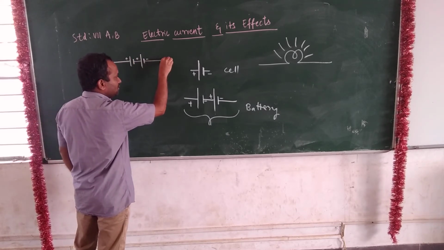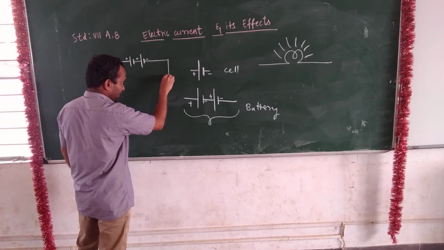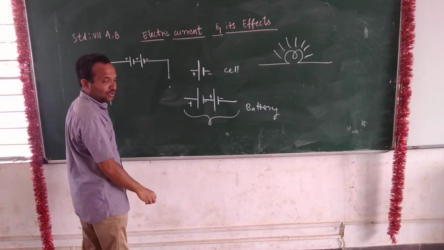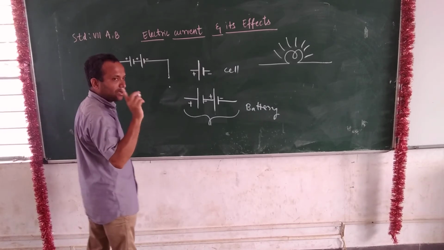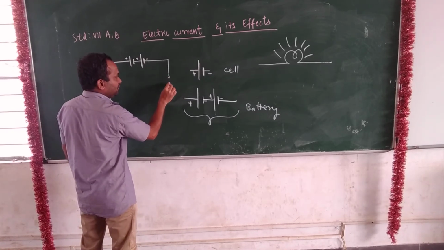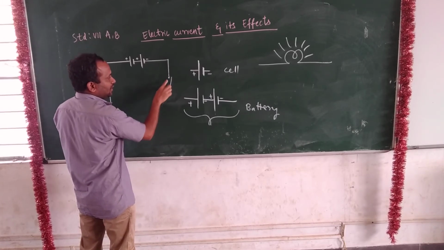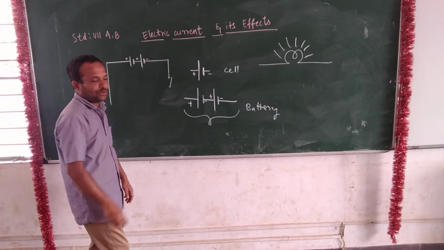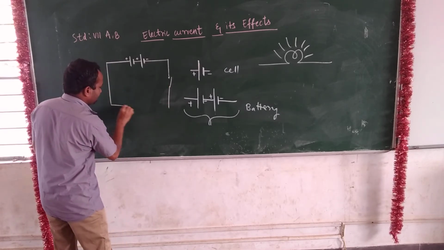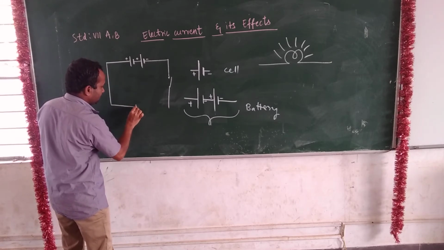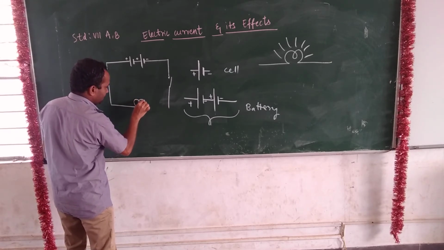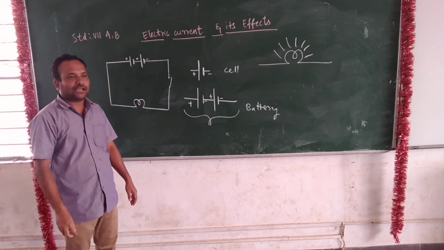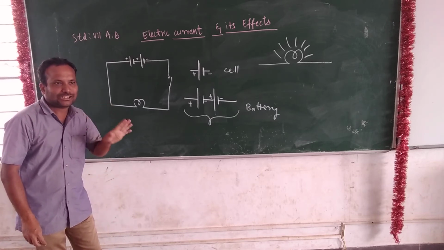So this wire continues, and here we can make points called the switch points. Switch on, off. So this line will be there. Now it is not connected, which means we call it an open circuit. So this wire continues. This is a circuit, we call it a simple electric circuit.